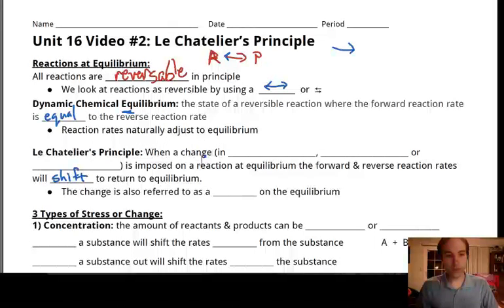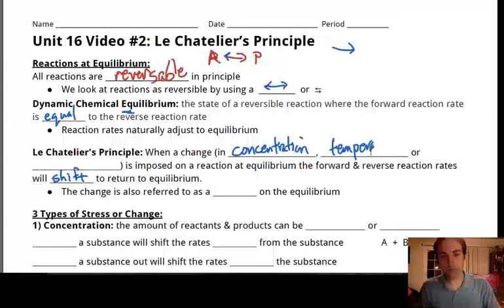So what is a change? What sort of changes can we make? Well, there's three big changes that we're going to consider. So concentration, temperature, or pressure. Okay, those are the big three, and if we change the concentration, the temperature, or the pressure, you need to be able to figure out how it will shift the reaction rates.